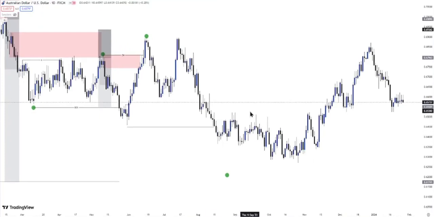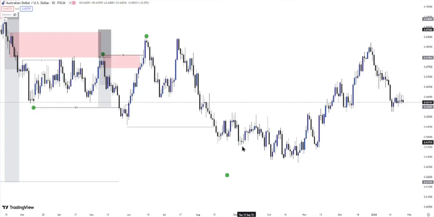This would have been your inducement. It didn't take it out. Did it? It didn't take out that inducement. I don't think it took it out. Let me see. I want to be sure. It didn't take out inducement. It's just equal highs. It didn't take out that inducement.